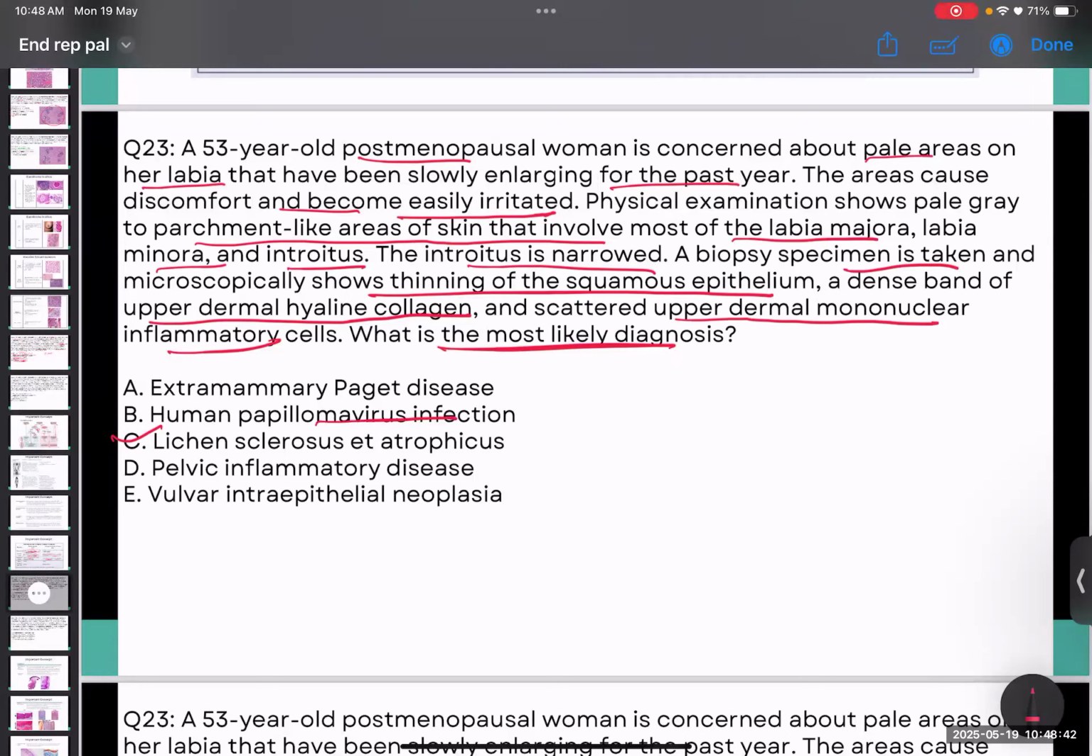HPV infection would not necessarily manifest with thinning of the squamous epithelium, and pelvic inflammatory disease would not manifest with all of this. It would rather manifest with tenderness, adnexal tenderness, and things of that sort. Vulvar intraepithelial neoplasia, you would see that the entire thickness of the epithelium is involved with atypical or hyperplastic cells, and not just whatever this presentation is.